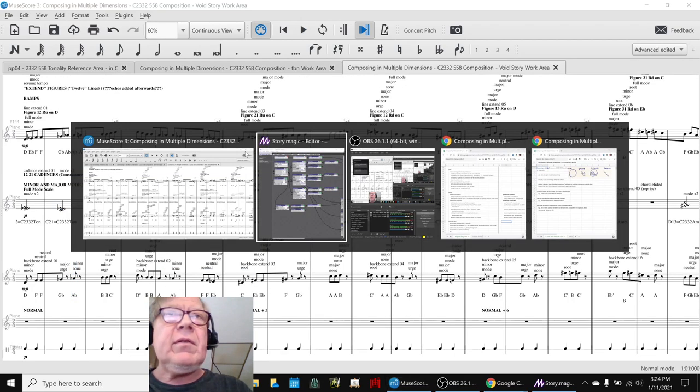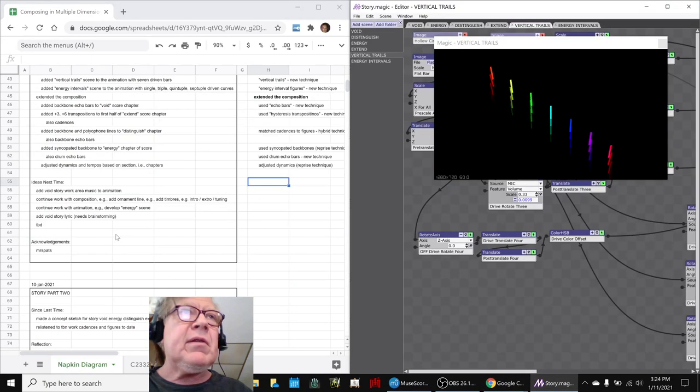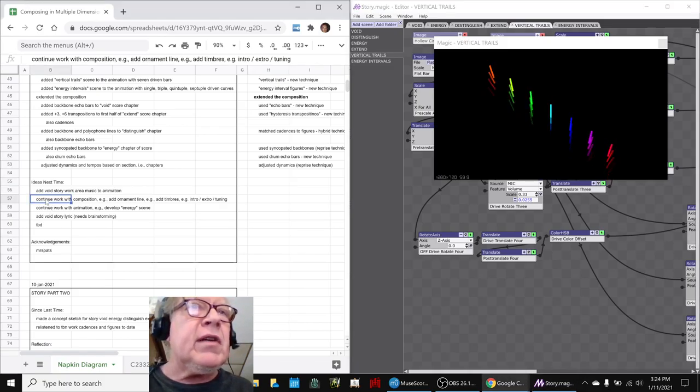So we feel we've made a lot of good progress. Our ideas for next time are to export these parts, get them into the animation over here so you can see what they look like when the music is running it rather than our microphone. We talked about adding an ornament line, also timbres, and intro, extra, and tuning, fine-tuning it.